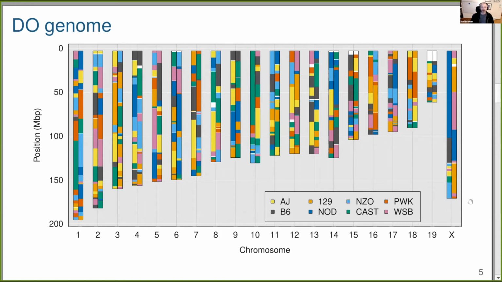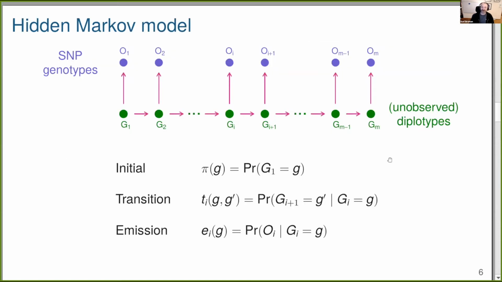The main approaches to this genome reconstruction all use a hidden Markov model. You have these underlying genotypes that we're trying to figure out, but what we observe are SNP genotypes overlaid. This model is governed by 3 sets of parameters: initial probabilities and transition probabilities that govern basically the genotype process along the chromosome, and emission probabilities that really concern SNP genotyping error.